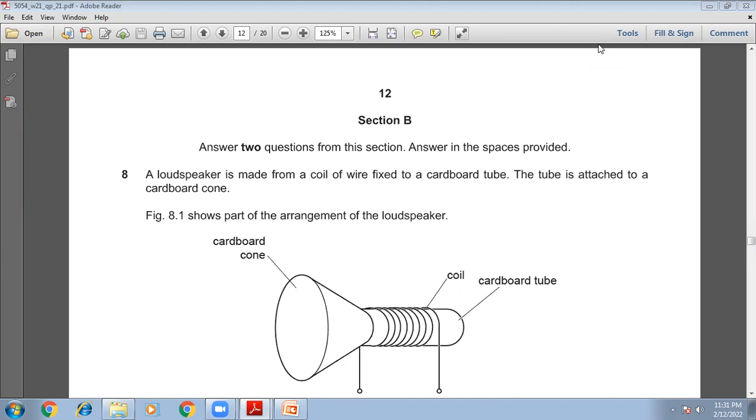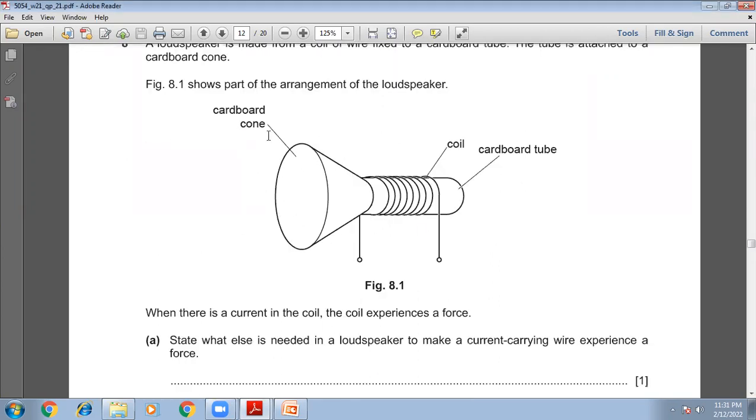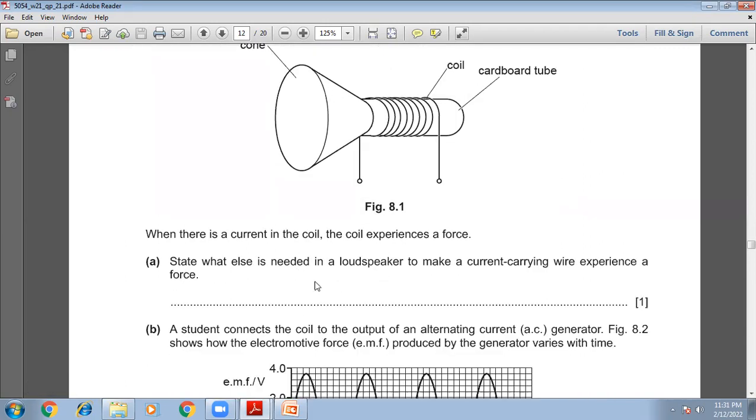So he says a loudspeaker is made from a coil of wire fixed to a cardboard tube. The tube is attached to a cardboard cone. Figure 8.1 shows part of the arrangement of the loudspeaker. So you can see here we have the cardboard cone. Here we have the cardboard tube. On this we have this coil. When there is a current, the coil experiences a force. State what else is needed in a loudspeaker to make a current carrying wire experience a force.